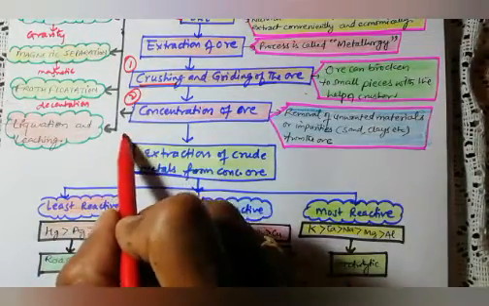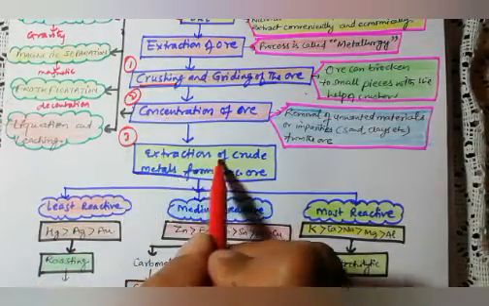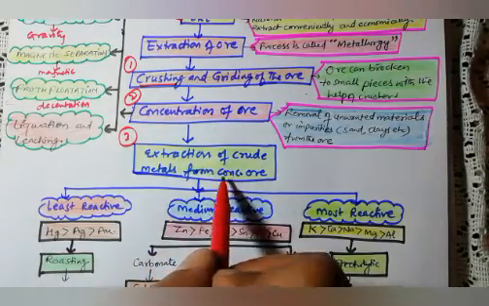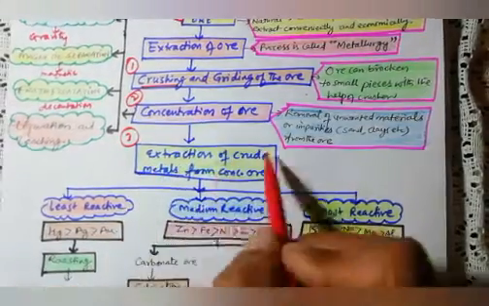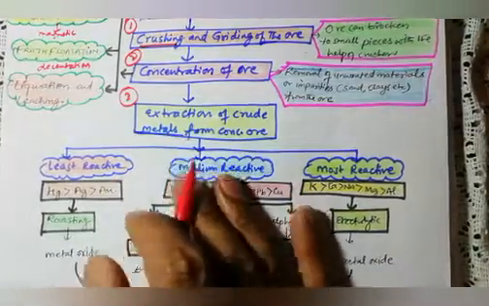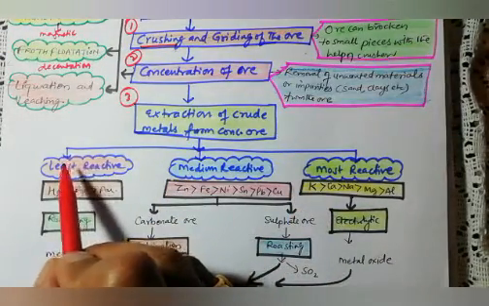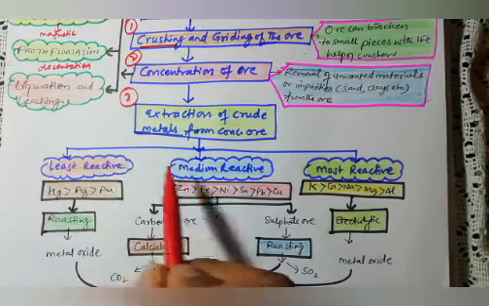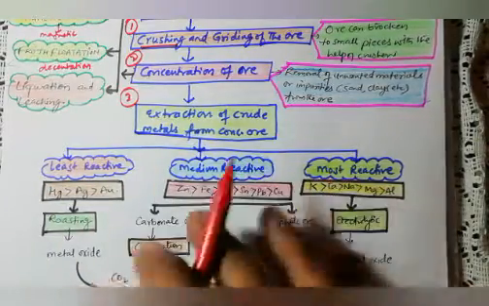Now once we know the concentration, we can extract the crude metal from the concentrated ore. Crude metal means it is still an impure metal. Okay, so for extraction we should know about reactivity: least reactive, medium reactive, most reactive. You did this in 10th class also.